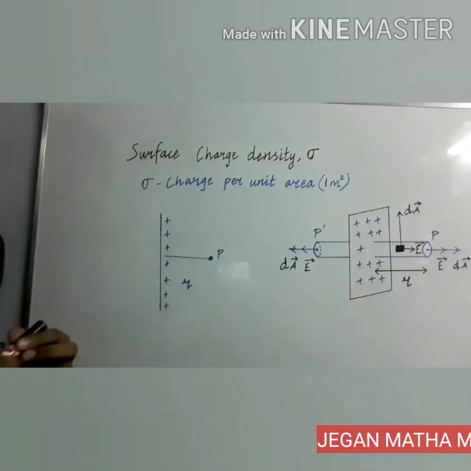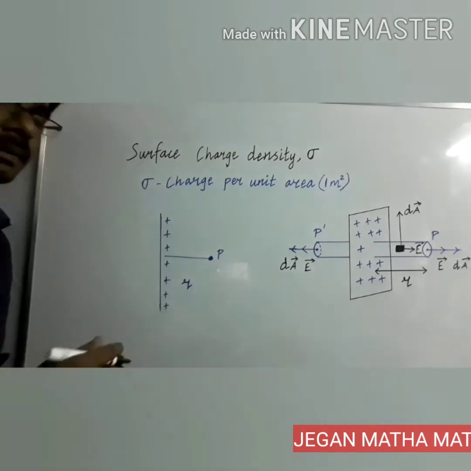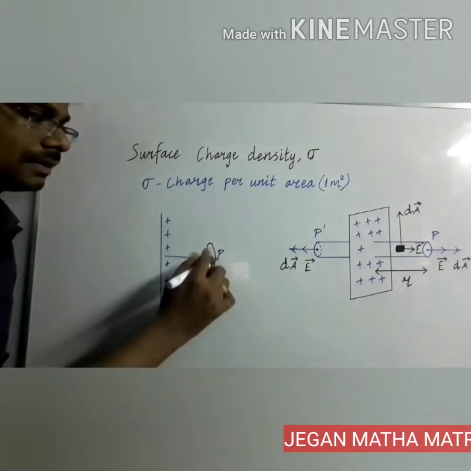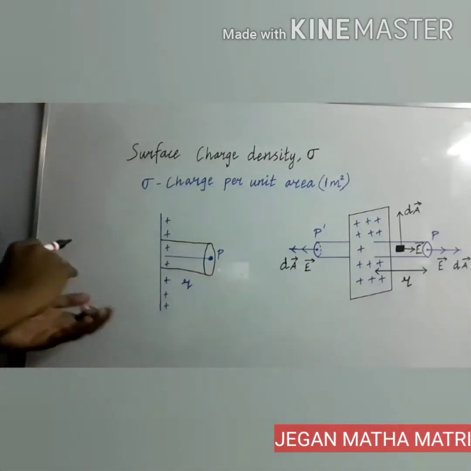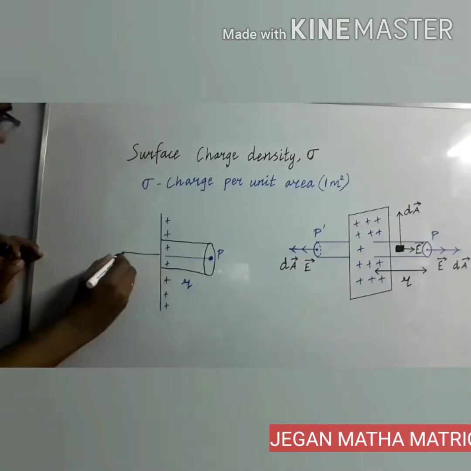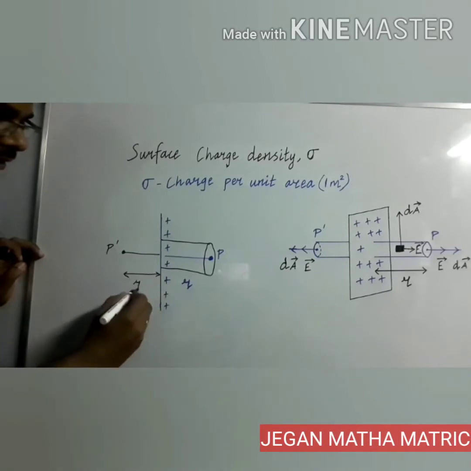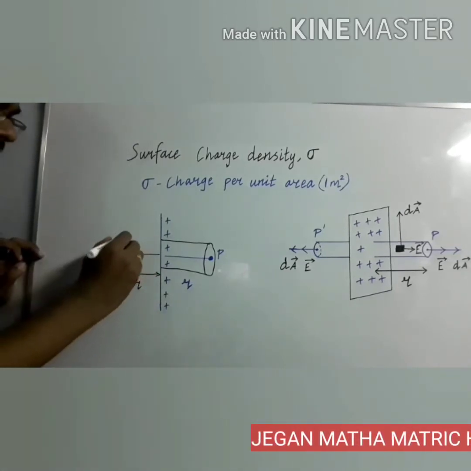To apply the Gauss law, we have to imagine the Gaussian surface. You know that a Gaussian surface is nothing but a closed imaginary surface. Here we are going to take a cylindrical shaped Gaussian surface. Let us take the point P as a center and imagine one side of the cylindrical shape. Let us take another point P dash at the same distance. Take P dash as a center point and imagine the other side of the cylinder.